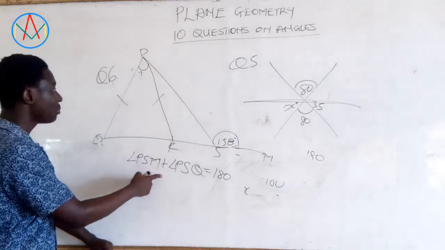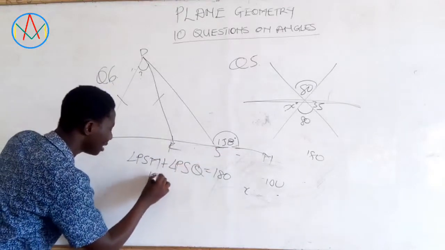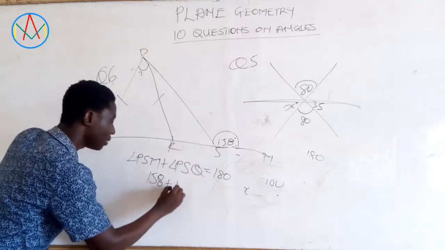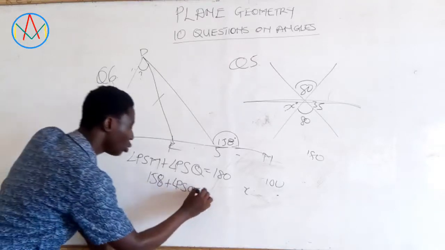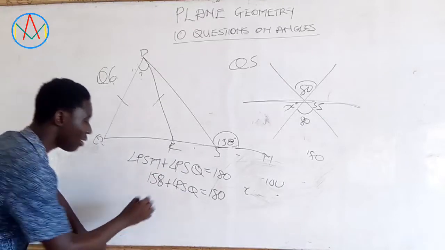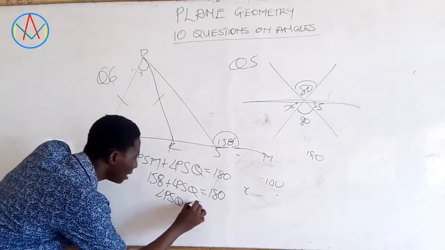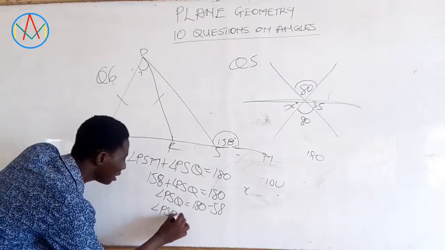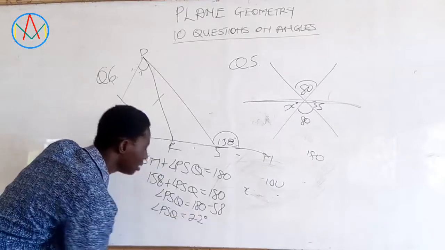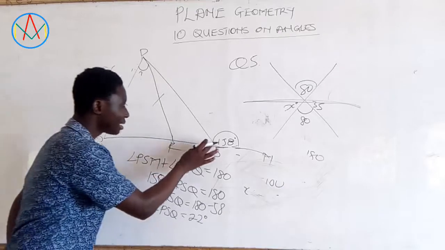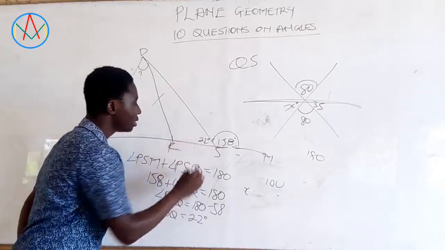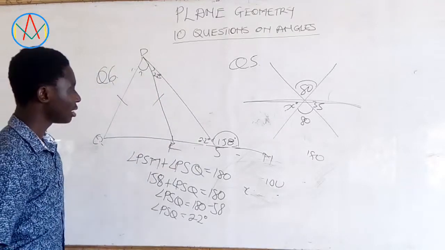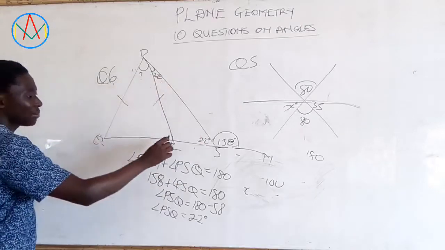So angle PSM is 158 plus PSQ, that is what we are looking for, so we maintain it, PSQ equals 180. Now, angle PSQ is equal to 180 minus 158. Angle PSQ is equal to 22 degrees. So, we have this side to be 22 degrees. And this side is equal to this side, so this side will also be 22 degrees. Now you know this side, you know this side, we are left with this side.